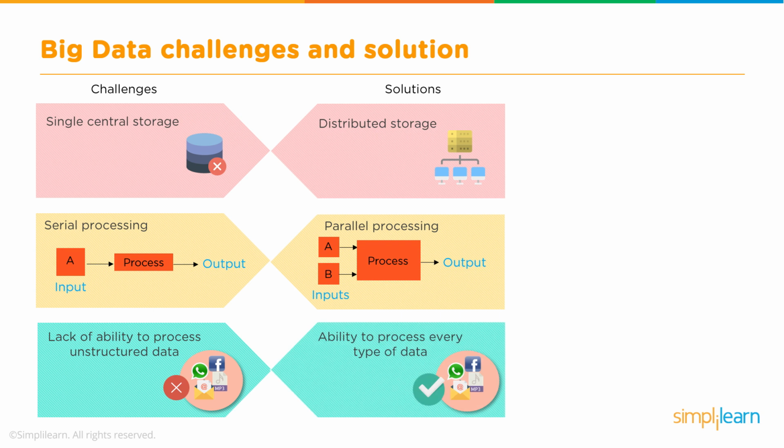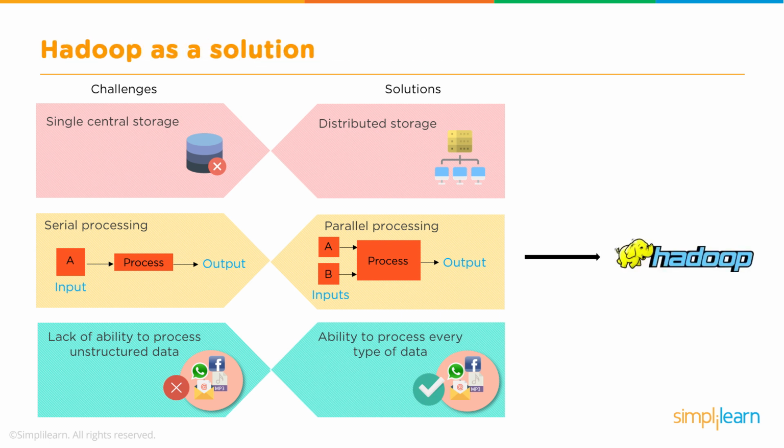That was a big challenge. And so the ability to process every type of data becomes one of the big solutions of big data that's needed. And of course we're talking about Hadoop as a solution. There are other solutions out there. Hadoop just happens to be the most commonly used one, it actually pulls in all the different parts, and is highly developed, and it's been around for a while.